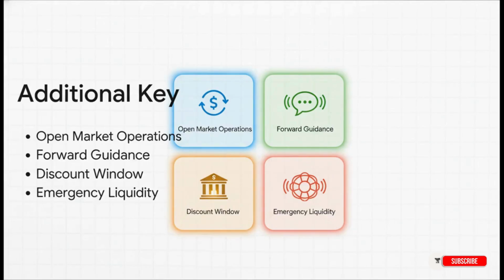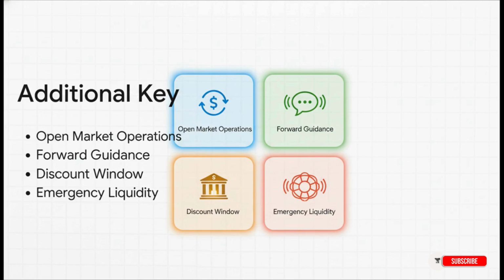Now, besides those 2 big levers, the Fed has other important tools. Open market operations are what they do every day, buying and selling securities to keep the Fed funds rate right where they want it. Then there's forward guidance. That's just the Fed's way of talking about what they think they'll do in the future to manage what the market expects. The discount window is basically a loan window for banks that are in a tight spot.